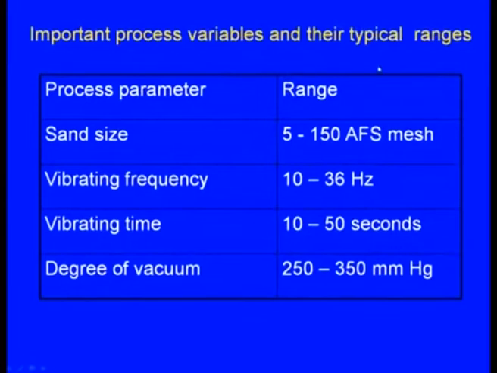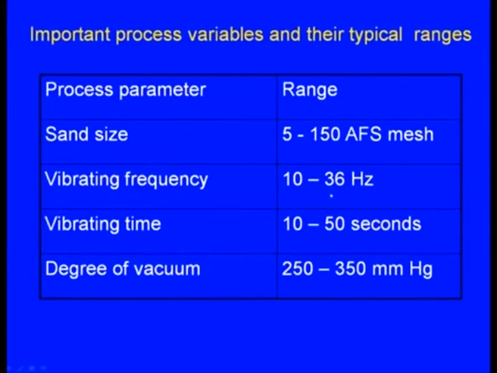Important process variables and their typical ranges. Now, we can see here sand size 5 to 150 AFS mesh can be used, vibrating frequency 10 to 36 hertz, vibrating time 10 to 50 seconds, degree of vacuum 250 to 350 mm of mercury.